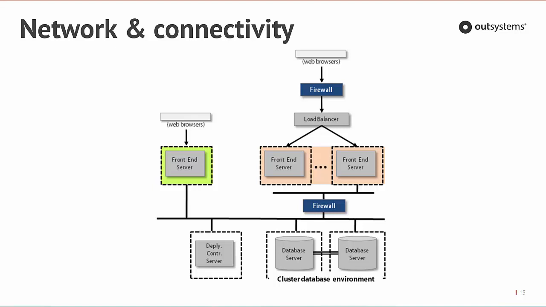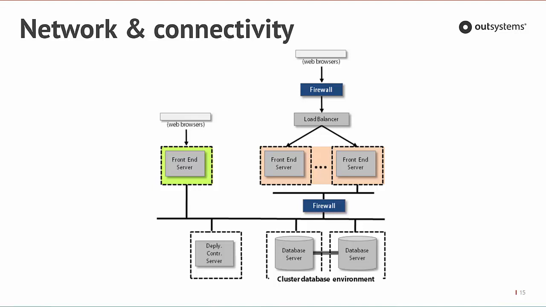But they will be able to communicate between themselves because our front ends and the deployment controller need access to the database servers. Front ends can also be separated in distinct networks, in the case of having a DMZ and internal applications. So this is the example on the diagram there.